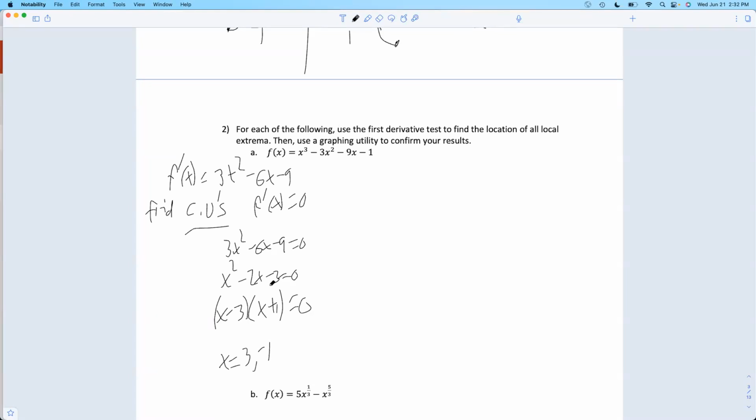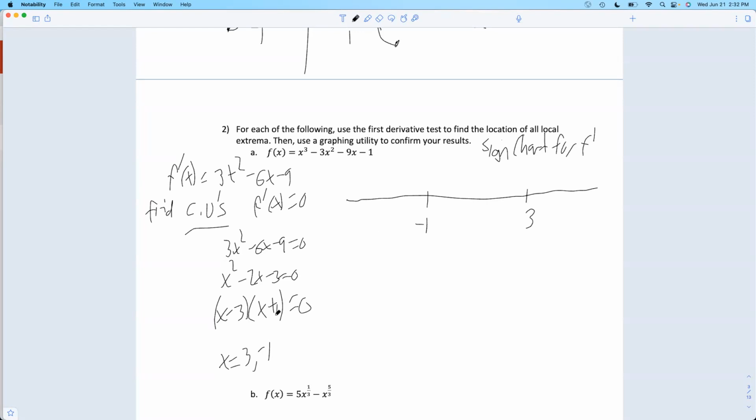What I like to do is a sign chart. Back in college algebra and pre-calculus, you learn sign charts. And if you did them using the factored version of your polynomial or rational function, these are so much easier. So let's put our values on here. I like to go in order. Negative 1 and 3. These were my critical values, where the derivative equals 0. This is a sign chart for the derivative.